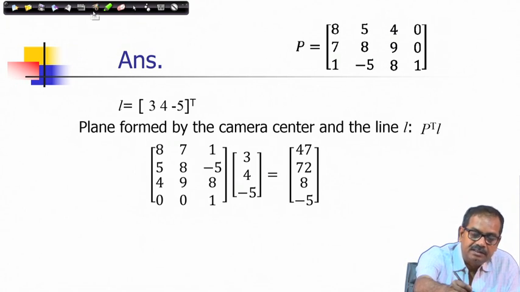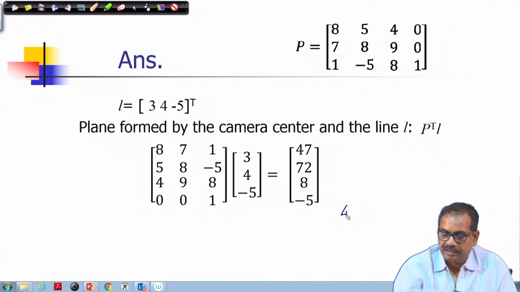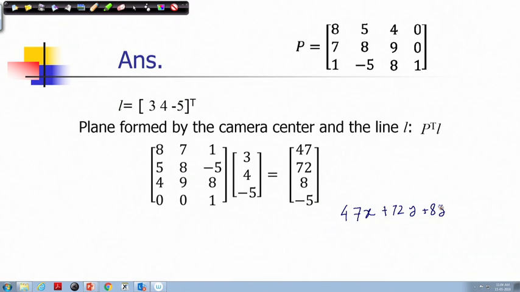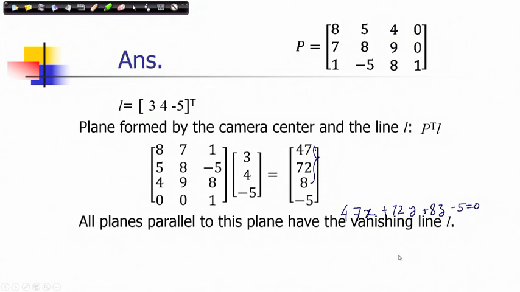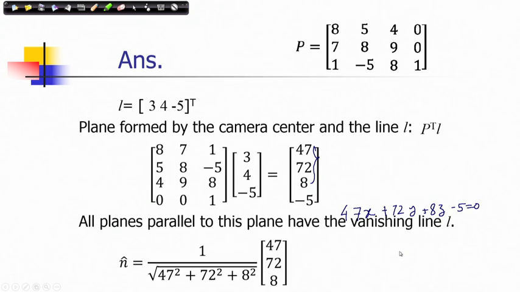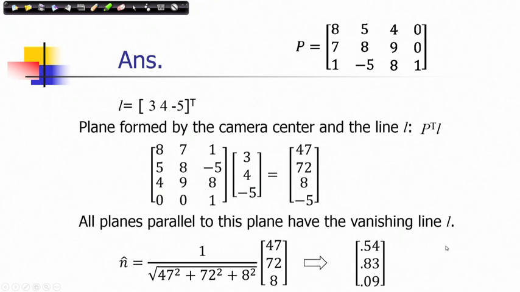As you know, the equation of the plane is represented as 47x plus 72y plus 8z minus 5 equals 0. So, this particular vector will provide you the normal. You have to normalize it and then you can get the unit vector. That is what we will be doing. All planes parallel to this plane have the vanishing line L. That is the interpretation, and the normal can be computed in this fashion.